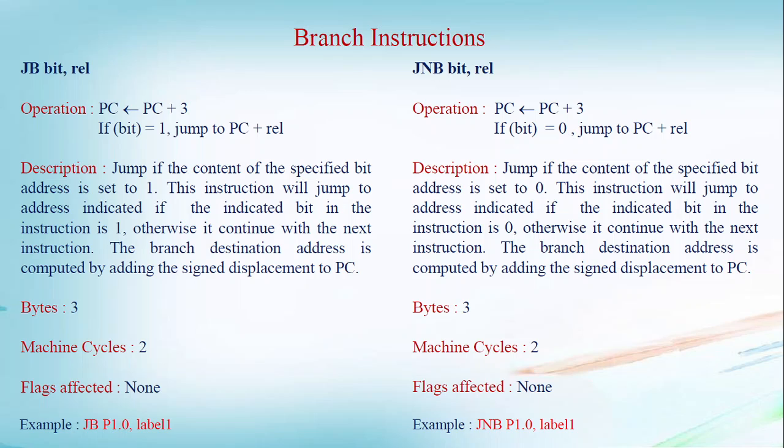Then JNB. Jump if the content of the specified bit address is set to 0. The branch destination address is computed by adding the signed displacement to the program counter. It requires 3 bytes and 2 machine cycles. Example, JNB P1.0, comma label 1.